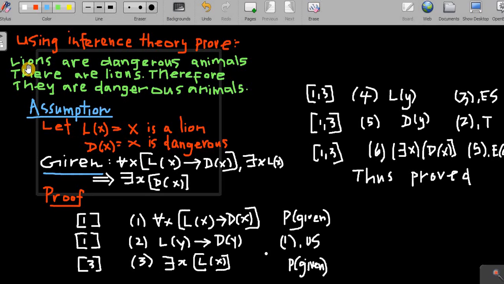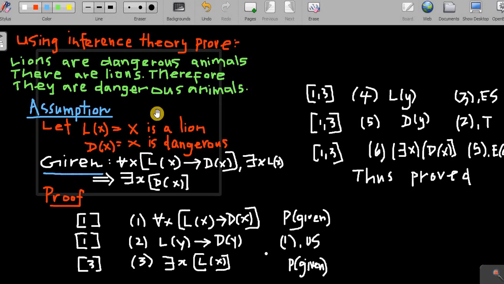I read the argument again. Lions are dangerous animals. There are lions. There are dangerous animals. Lions are dangerous animals, meaning for all X, all lions are dangerous animals. So the first statement can be written as for all X, L of X implies D of X. For all X, if X is a lion, then it is a dangerous animal.